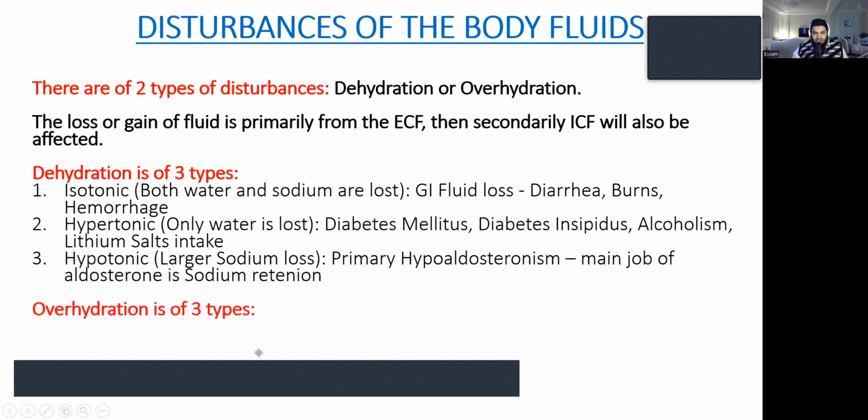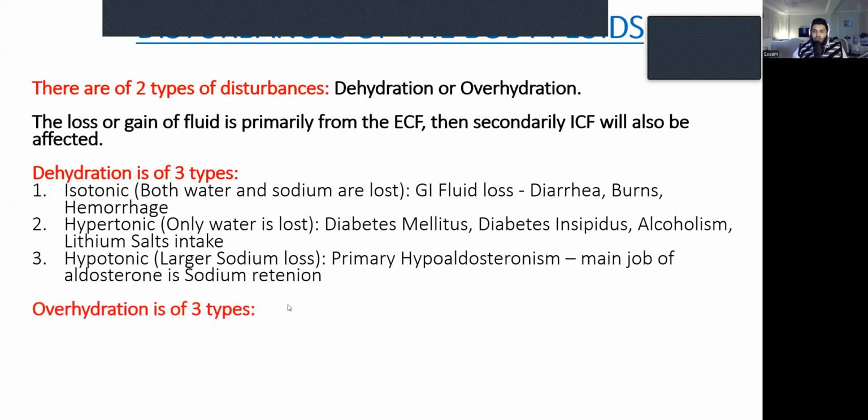Now we are going to see the types of overhydration. Overhydration is also having the same three types, but the causes are different. The reasons are different. Dehydration means the water in ECF is reducing. Overhydration means the water in ECF is increasing. So when water in the ECF will increase, there are three reasons. First reason is isotonic.